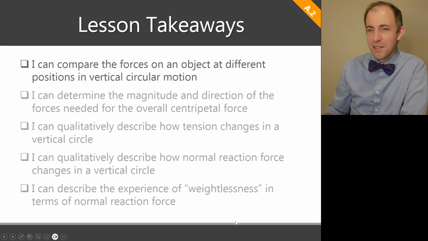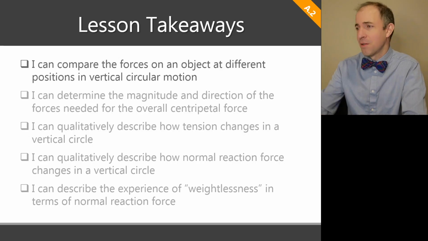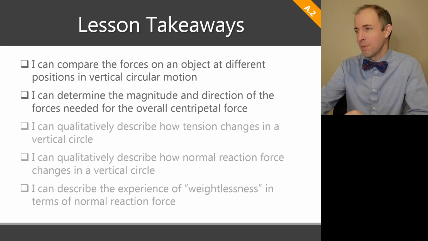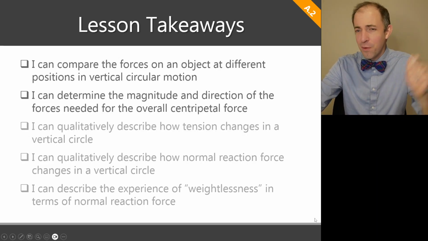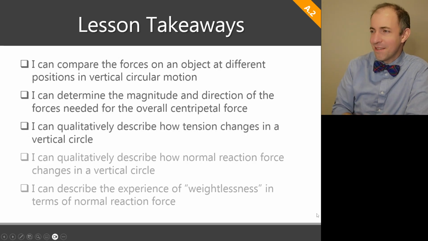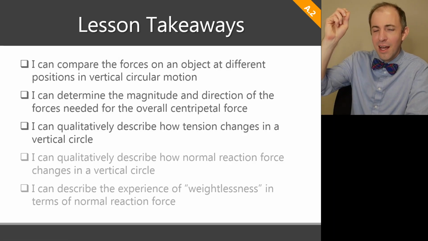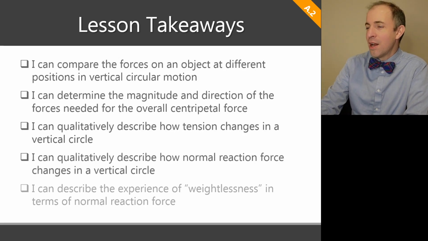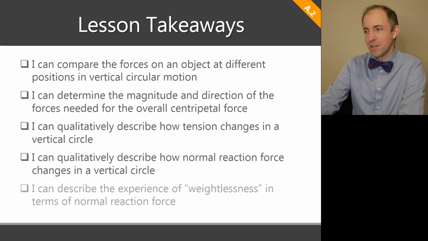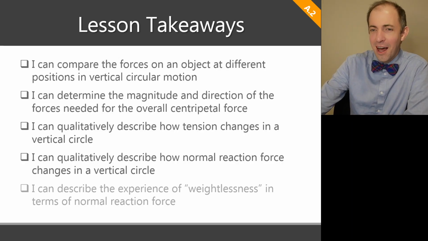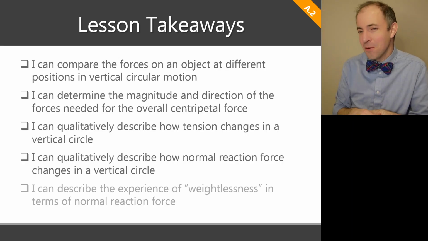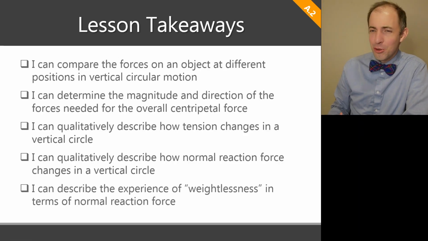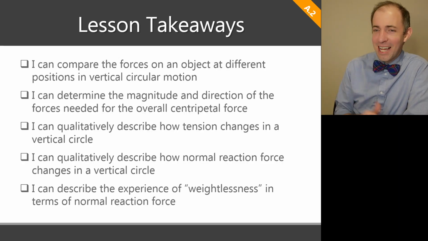You should be able to compare the forces that are acting on an object at different positions in vertical circular motion. You should be able to determine the magnitude and direction of the forces needed for the overall centripetal force, basically understanding that the net force is always towards the center. You should be able to qualitatively describe how the tension force is in a vertical circle. So you know that down on the lowest part, the tension is greatest, and also be able to qualitatively describe how the normal force changes in a vertical circle. So when you feel weightless or lighter, when you feel heavier, and then be able to describe this experience of weightlessness, essentially normal forcelessness, in terms of that idea of a normal force.